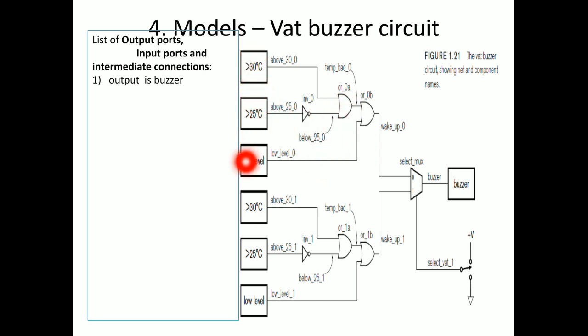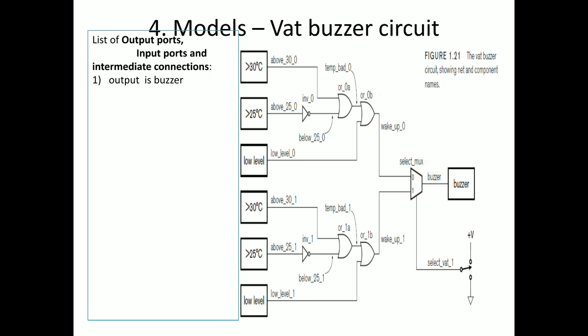This is not an input. Below 25.0, temp_bad_0, wake up 0, below 25 1, temp_bad_1, wake up 1 are not inputs or outputs; they are intermediary signals. They are neither present in the input nor in the output. They are present in the intermediary part, so they are called intermediary. The buzzer can also be called a wire, but it's not required. Since this is an external device, we can call this line the final output, so we don't need to define a wire. It can be explicitly defined as output.